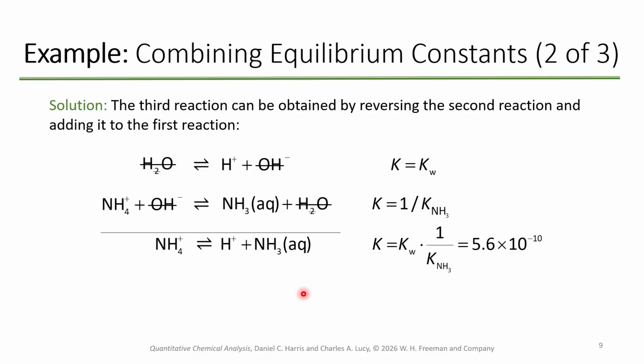The next thing we need to do here is, well, we need to take these two values and we now need to multiply them together to get our new K value, our new equilibrium constant. And so we're going to multiply the KW times 1 over KNH3, and that's going to give our product here, our new K value. Everybody good with that? Did I lose anybody?